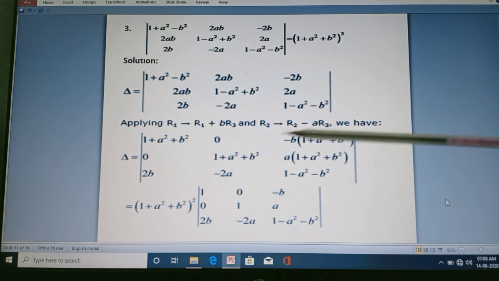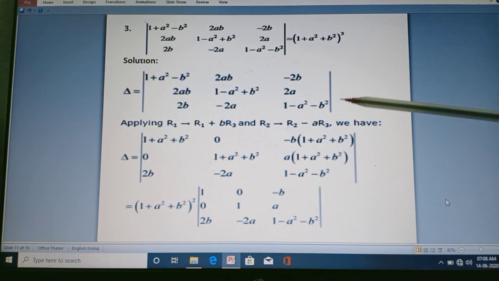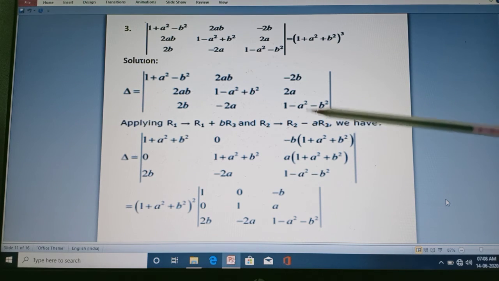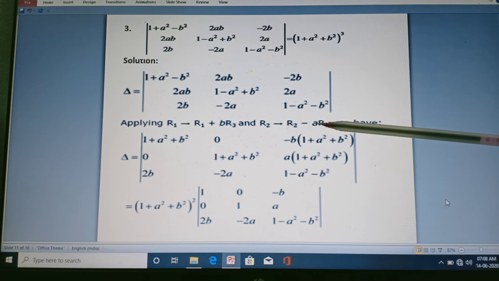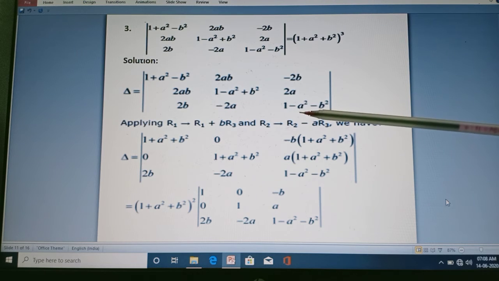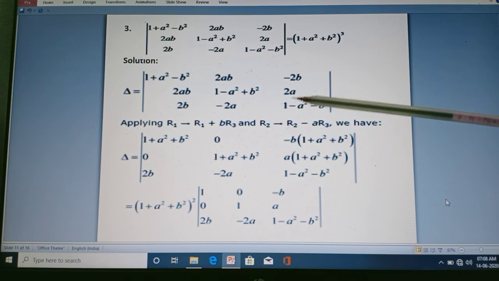And R2 is going to change to R2 minus aR3. Okay, R2 minus aR3. So we are multiplying R3 by a first. Here R3 is constant. With the help of R3, we are going to change R1 and R2.